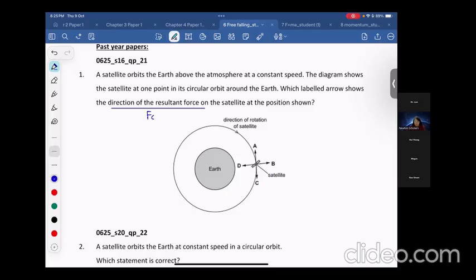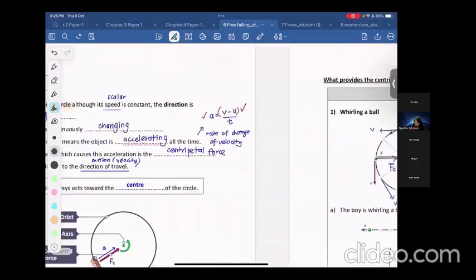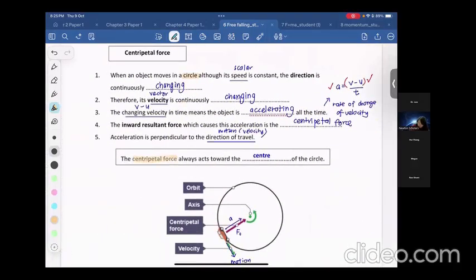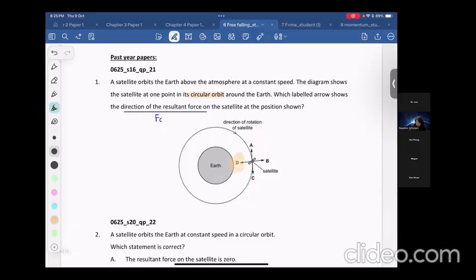Here, the direction of the resultant force for it to move in a circular orbit. Boys and girls, highlight the circular orbit. Where is this resultant force? Centripetal force is always acting towards the center. So here, your answer should be D.